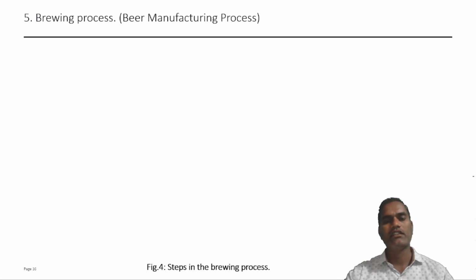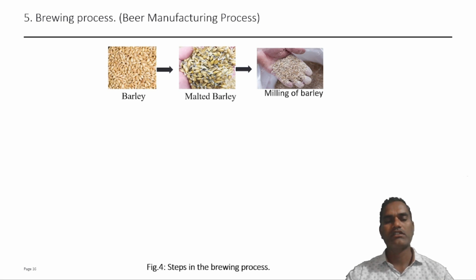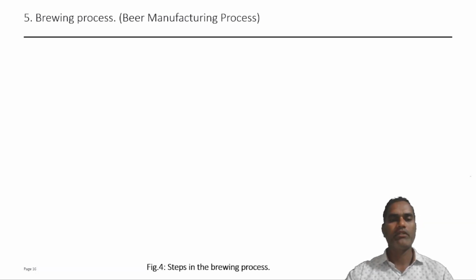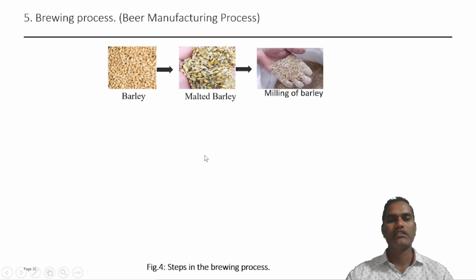You can see in the simple flow sheet how the malted barley is converted into beer. First, the barley grains undergo the malting process. We discussed it in detail in the second video discussion of the brewing process. Then the dried malted barley goes to the milling process. The main steps involved in the brewing process: the first one is that the barley is converted to barley malt, that is the malting process. We discussed it in detail in the second part.